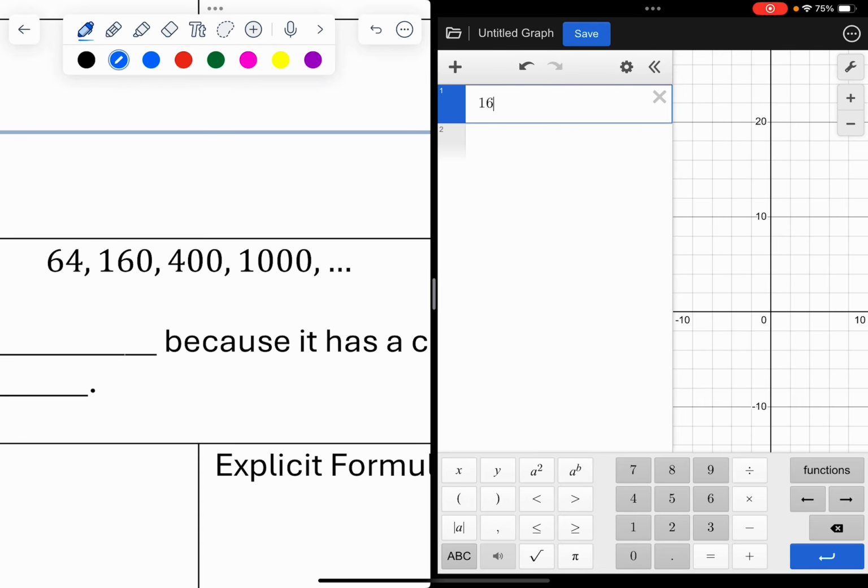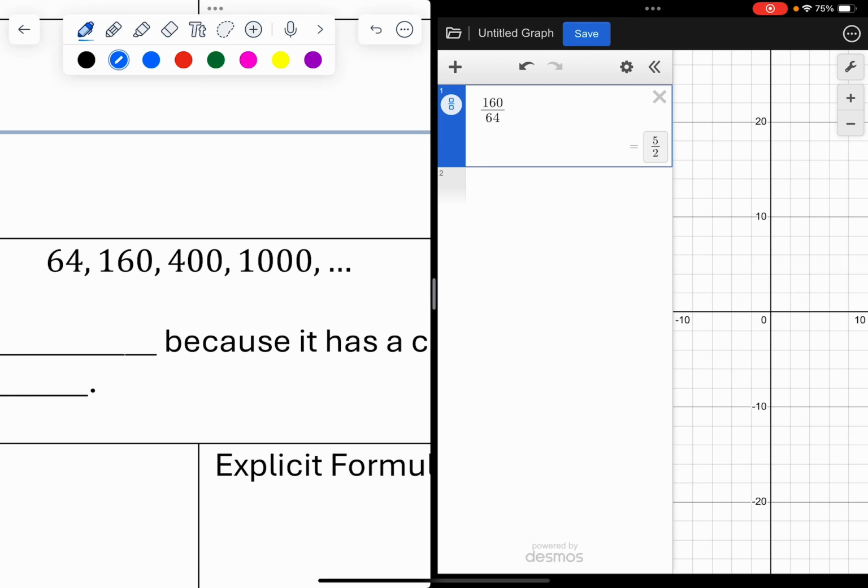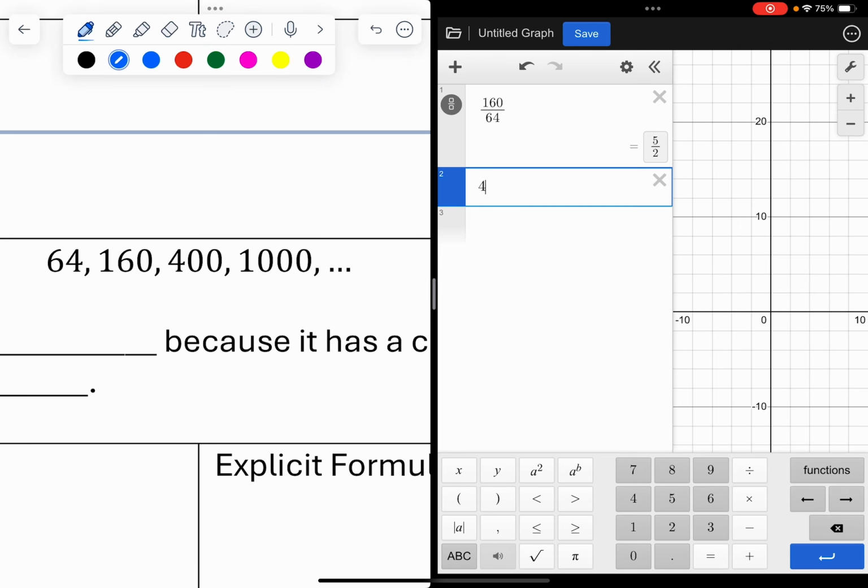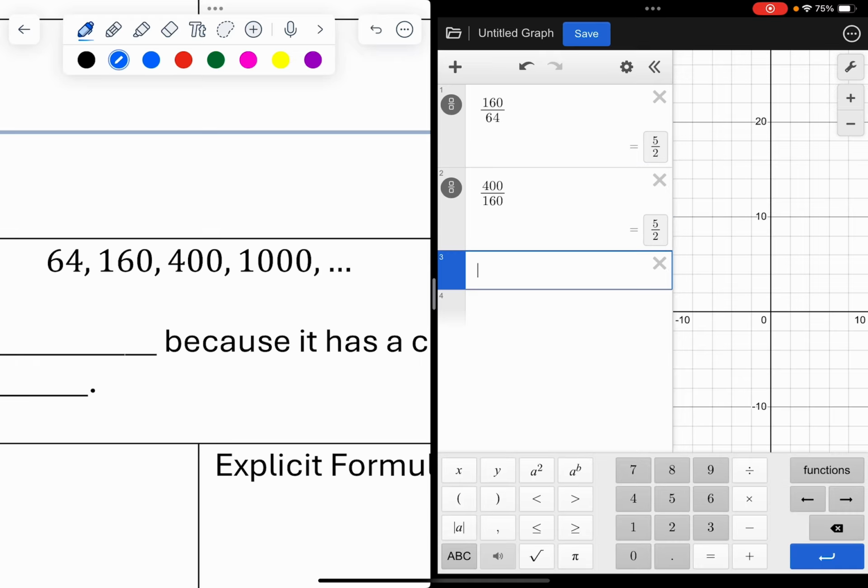I'm thinking that if I took the second term and divided it by the first term, let's make that a fraction. And then if I took the third term and divided it by the second term and make that a fraction, do you see how I'm making things? Fractions are great in series and sequences. Divide that by that term.